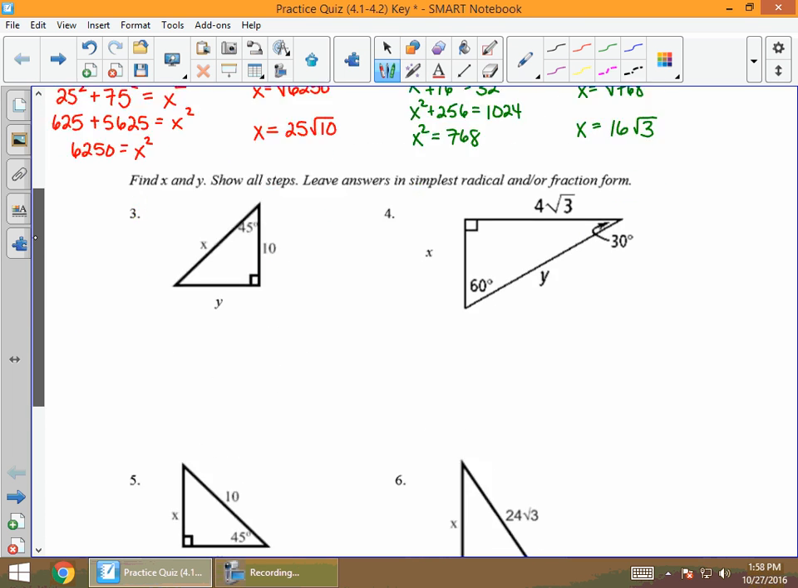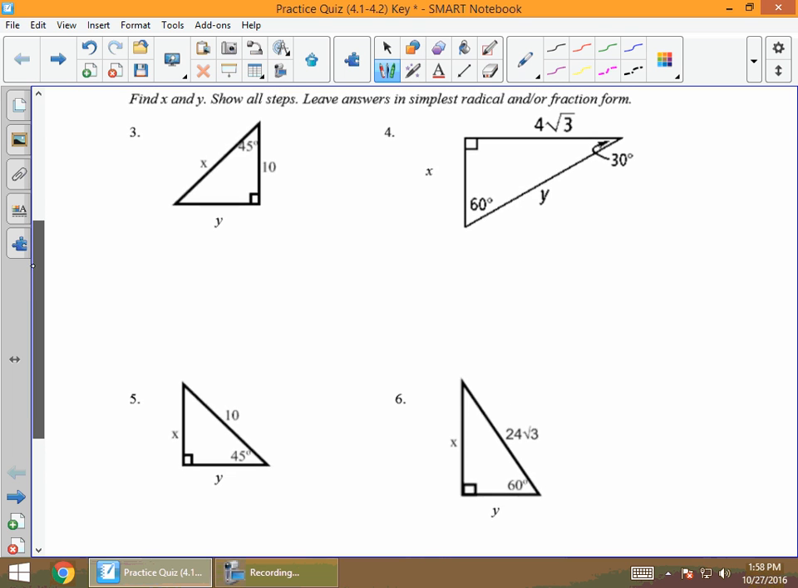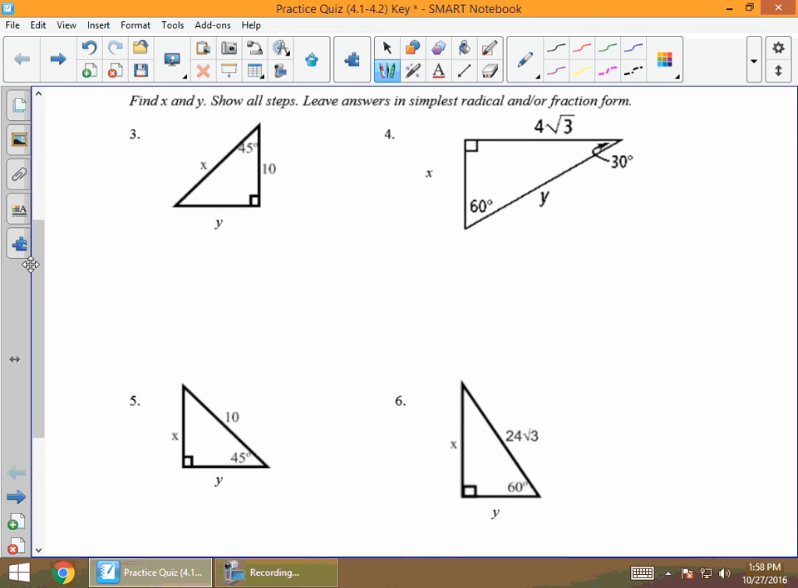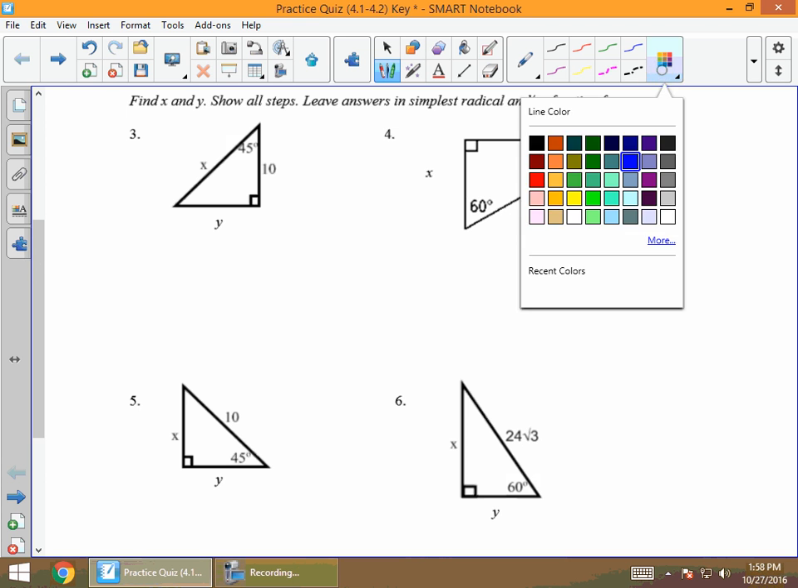All right, jumping down here to questions 3, 4, 5, and 6. These are special right triangles, so I do need to know where to put my m's. I've been using the letter M quite a bit in class. So it says find x and y. So I'm going to go ahead and put all of my m's and everything in right now. We'll do it in an orange color.